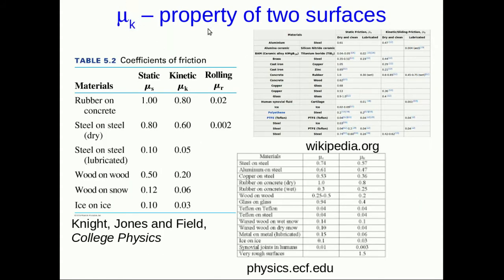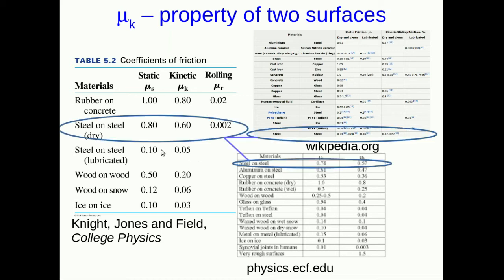Since coefficients of friction are properties of the two surfaces sliding, you often look them up on tables if you can't measure them directly. And so you see, if you change one or the other surface, then the coefficient of friction is different. And if you compare these tables that I found in various sources, you'll see there's a fair bit of discrepancy between them.